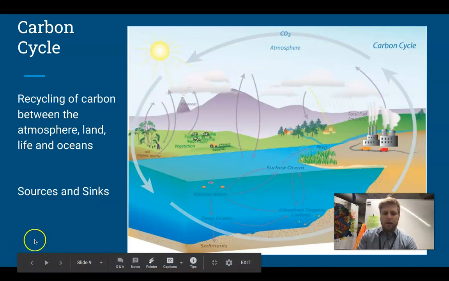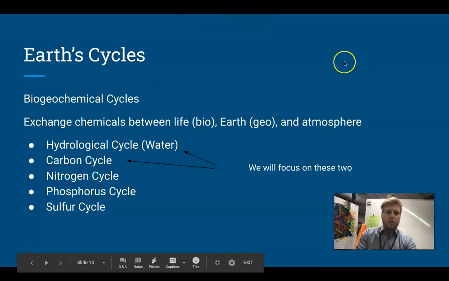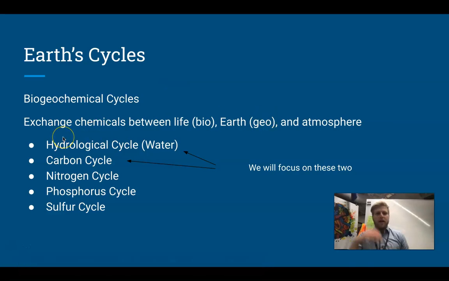Now I want to give you some vocabulary and a few other things. So Earth has a number of what we might call biogeochemical cycles. That's where we exchange chemicals, that's part of the name, between the life, the bio part of that funny name, the Earth, the geo part of that name, and the atmosphere. I'm going to oversimplify a bunch of what we're going to talk about today, but everything's involved. Both the living and the non-living, the atmosphere, the rocks, everything's involved in all of these cycles, and they occur over different timescales.